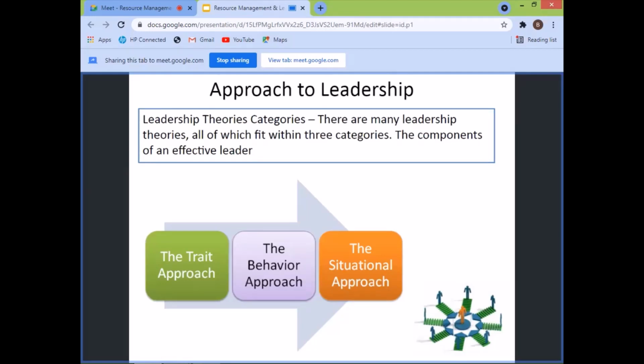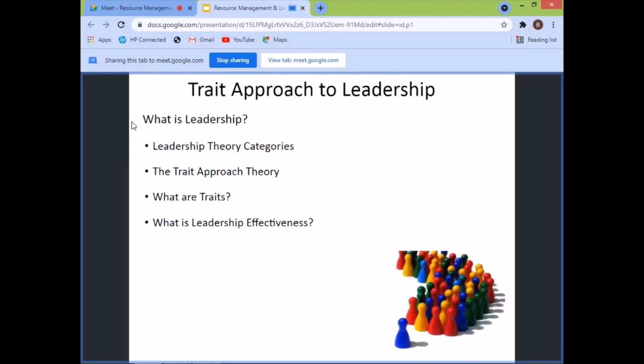Okay. Let's go first with the trait approach to leadership. So the question now I'm going to ask is, what is leadership, which I've been asking already. Leadership theory categories and the trait approach theory. And what are traits? And what is leadership effectiveness? It is very important to have effective leadership for the company to be successful, the organization to be successful, the individual to be successful.